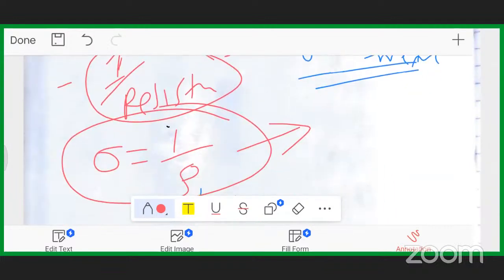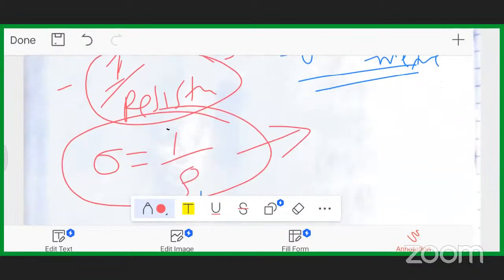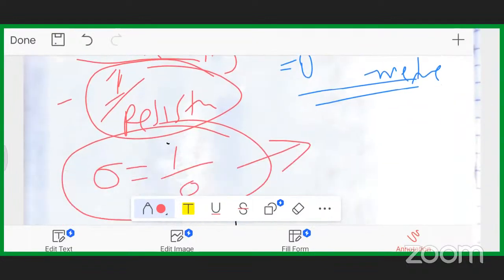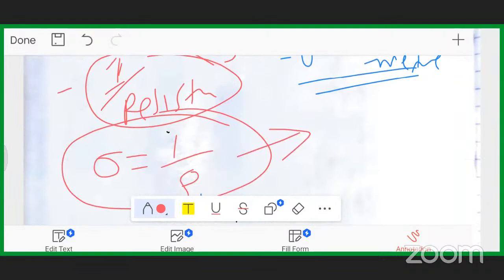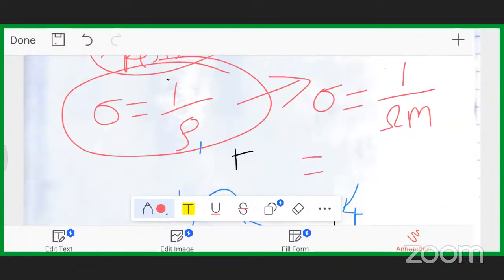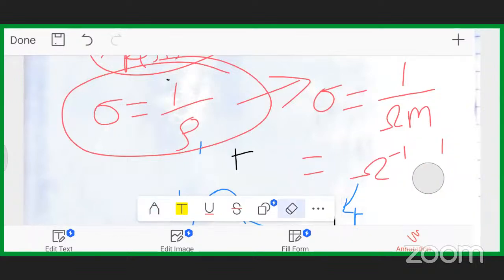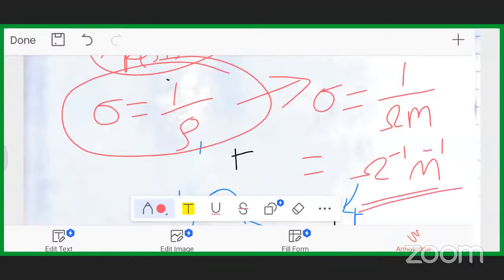So the SI unit of this you can also get. It will be 1 over ohm meter. So it will be like that, per ohm per meter. We are just taking the reciprocals of them.